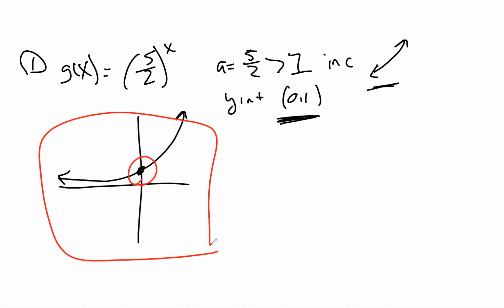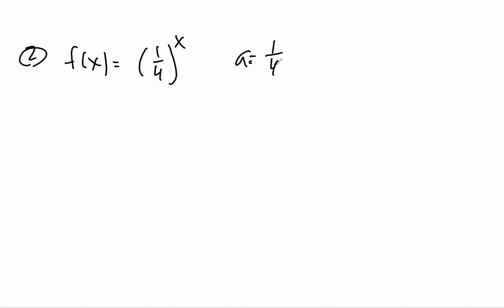All right, so the second one, we're going to be doing these all pretty much the same. We're going to be given that f of x equals 1/4 to the x, and we're going to say, okay, well, in this case, a equals 1/4, and I know that 1/4 is less than 1, and so this is going to be a decreasing function, and so it's going to have to look something like that. And again, since nothing else is happening to my function, the y-intercept is just 0, 1.